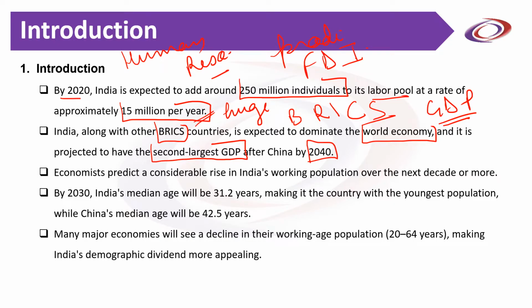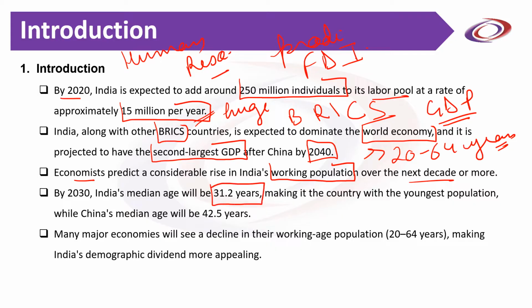Another prediction is made by economists that India's working population will increase over the next decade or more. Working population refers to the age group that comes under the working class, that is from 20 to 64 years, and herein India's median age is expected to be 31.2 years, making it the country with the youngest population. Even China will be at the age of 42.5 years. India will have the youngest population.